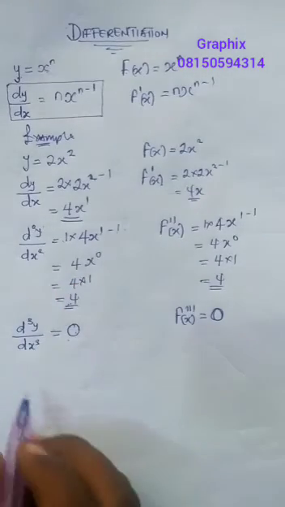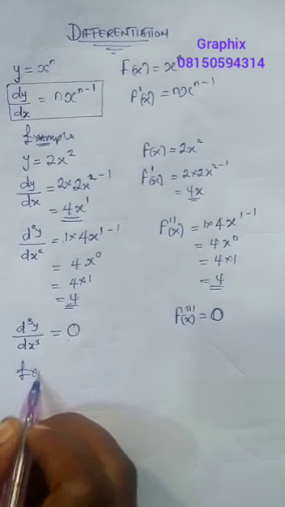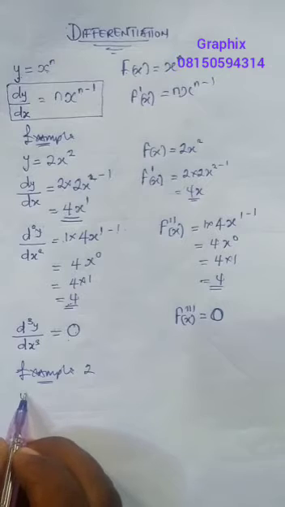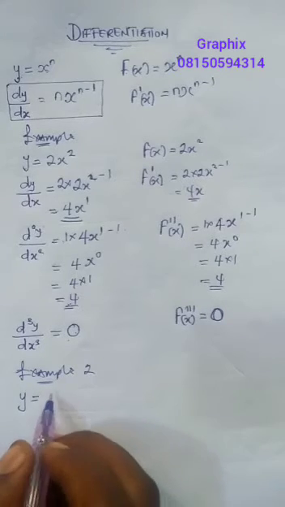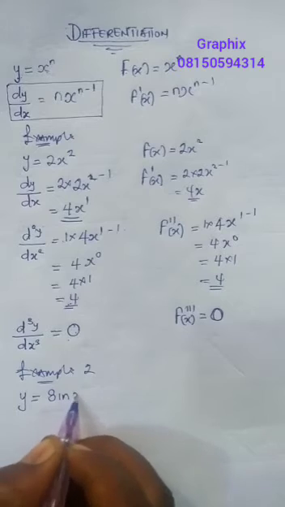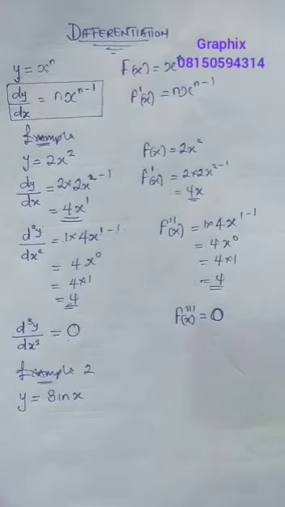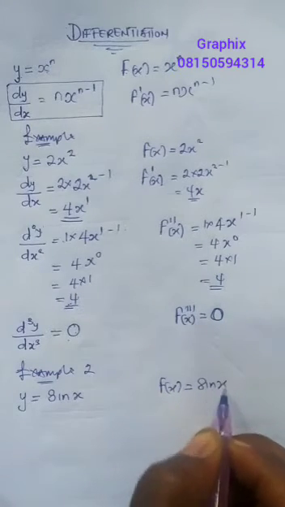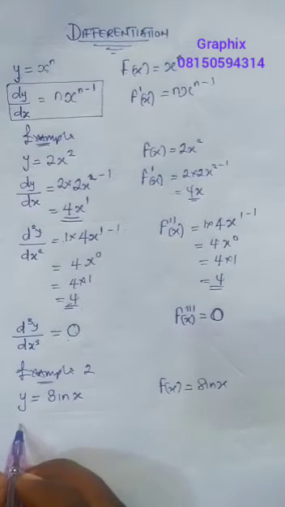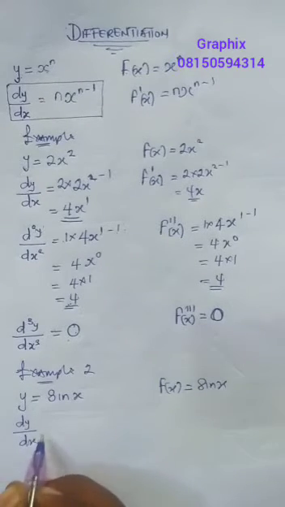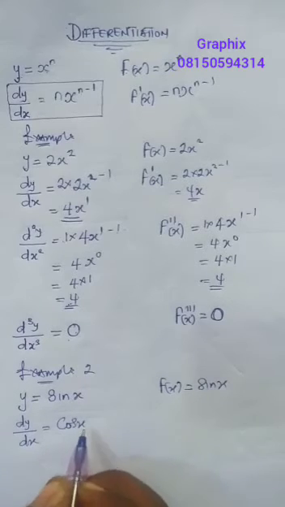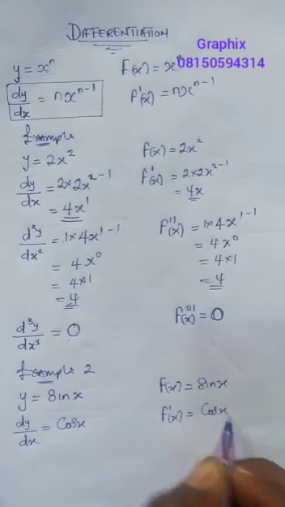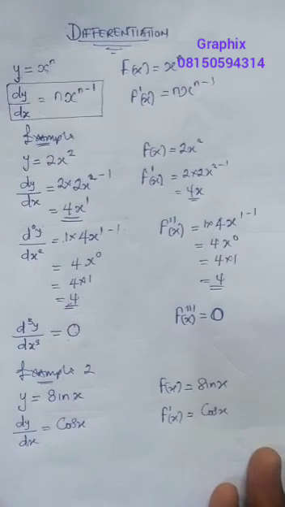Now look at this. Example 2. If I have y equals sine x, it is stated by saying f of x is equal to sine x, because y is a function of x. So if I put dy over dx, when you differentiate sine x, you'll be having cos x. If I put f prime of x, I'll be having cos x. So it's the same thing. I'm just comparing them so you see the difference.